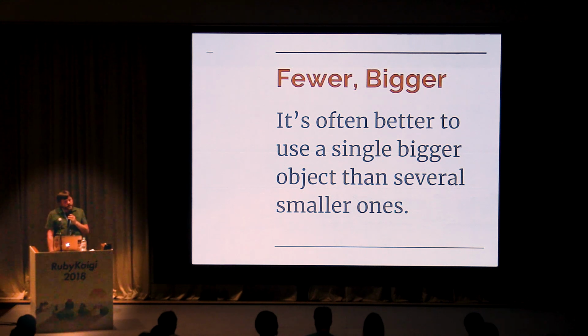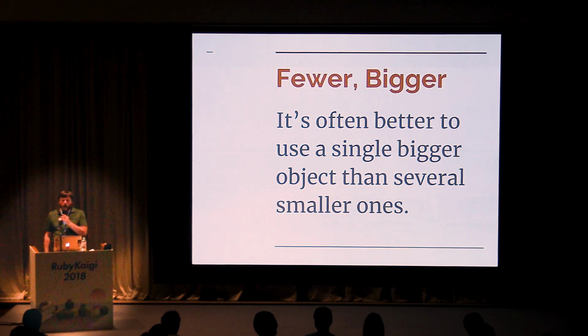A third technique is you can use a smaller number of objects that are each larger. It's not that large objects are terrible, it's that large objects have a lot of overhead. But if you're going to have large objects either way, it's often better to combine several of them. So if you have a bunch of hash tables, sometimes you can use one. If you have a bunch of arrays, sometimes you can use one.